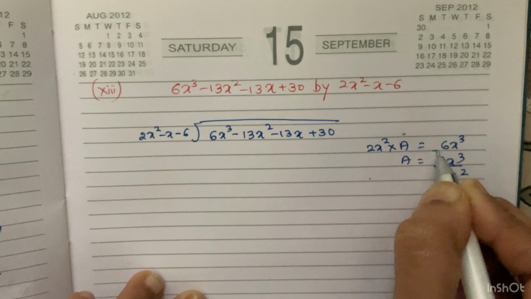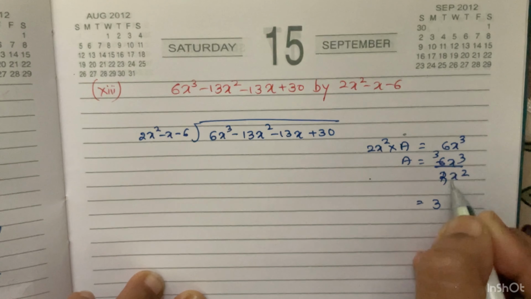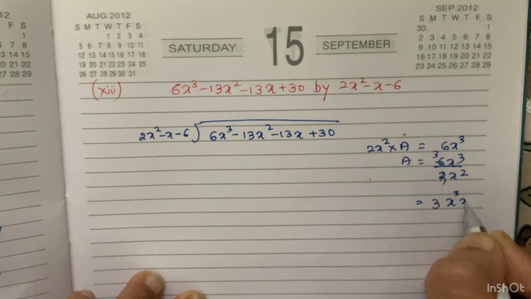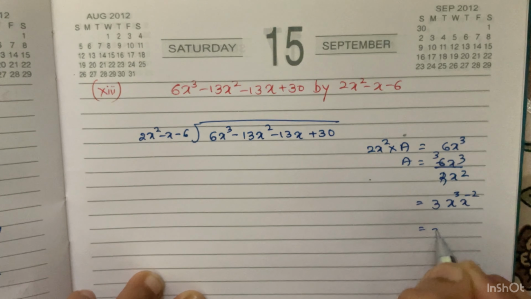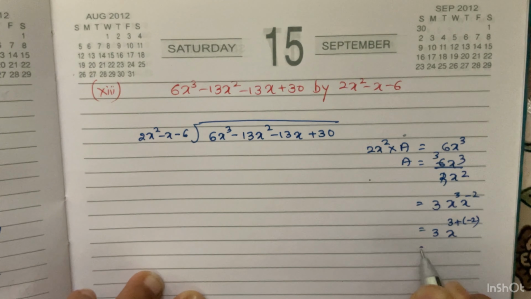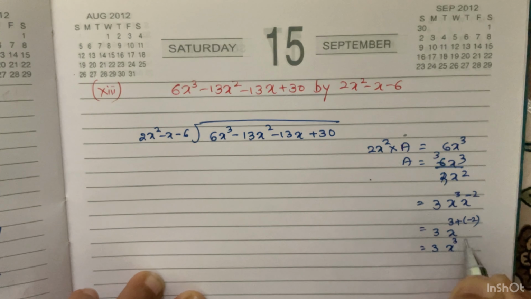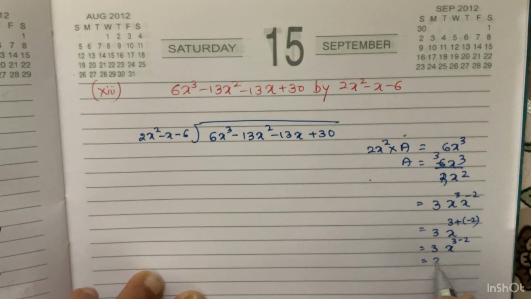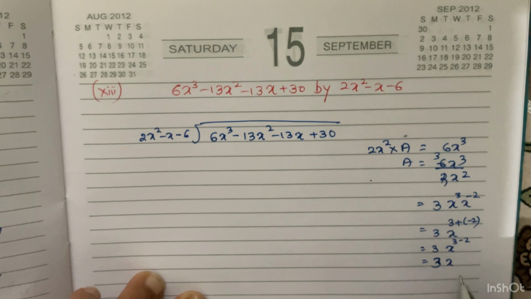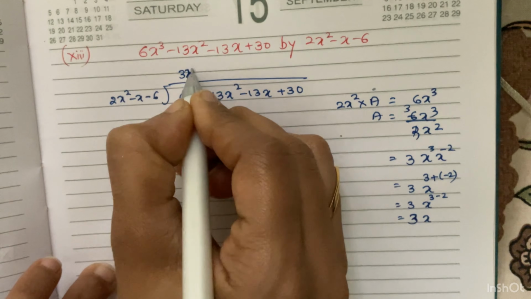Now 2 ones are 2, 2 threes are 6. The bases are the same, so I'll shift the denominator to the numerator, and it becomes x to the power minus 2. When the bases are the same, we add the powers. Let me open the bracket: 3 plus minus 2, I'll get x raised to the power 1. So simply I'm writing 3x here. Now 3x we have to write in the quotient place.